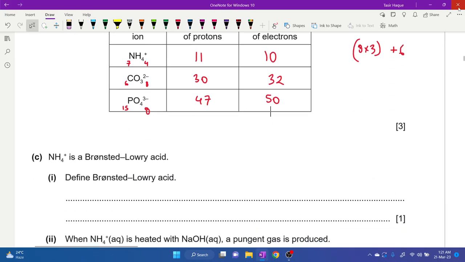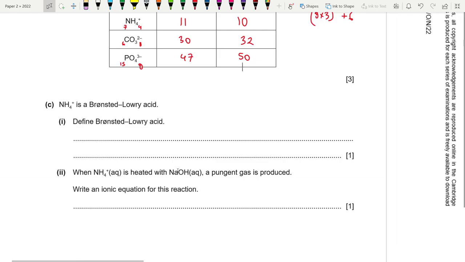Great. NH4 plus is a Bronsted-Lowry acid. What is a Bronsted-Lowry acid? Basically, it's a proton donor. A Bronsted-Lowry acid, remember, is anything that can donate a proton. Okay, so basically it's a proton or an H plus donor.